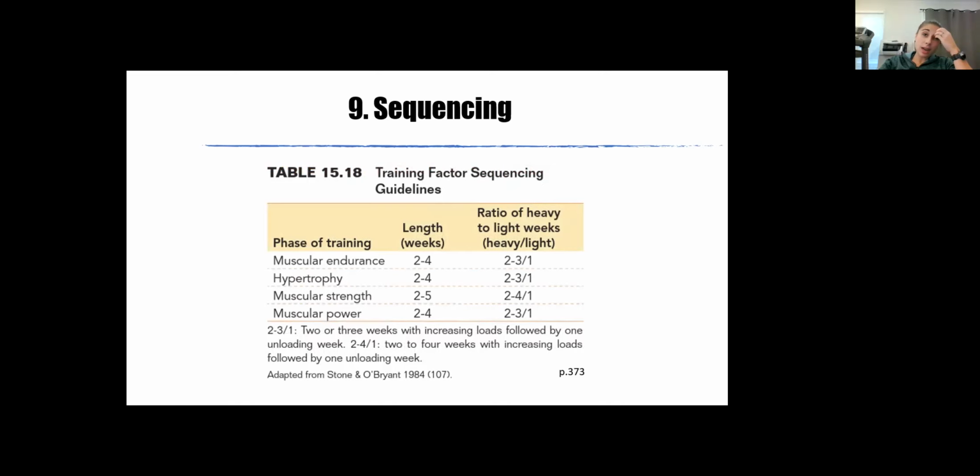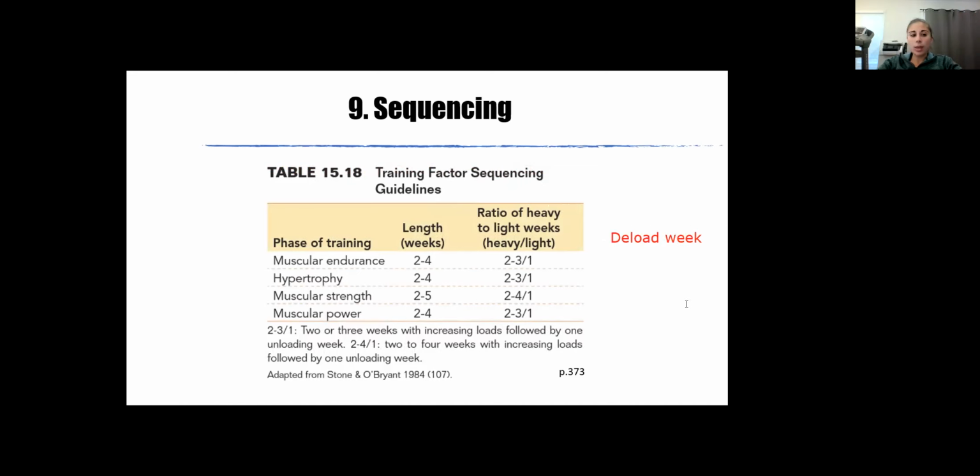So here's just some examples. And again, we talked about like 2 to 4 week blocks. And then we can see here, we're looking at heavy to light weeks. And I mentioned, and I'll type the word for you, deload. When we talk about light weeks, we call that a deload week.